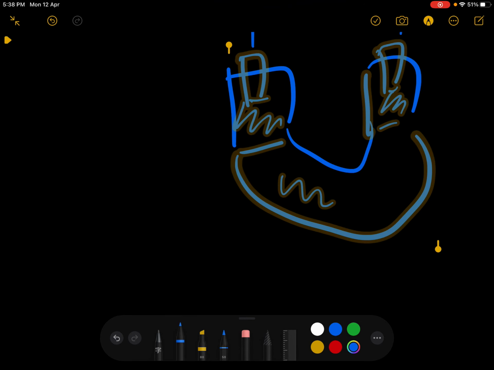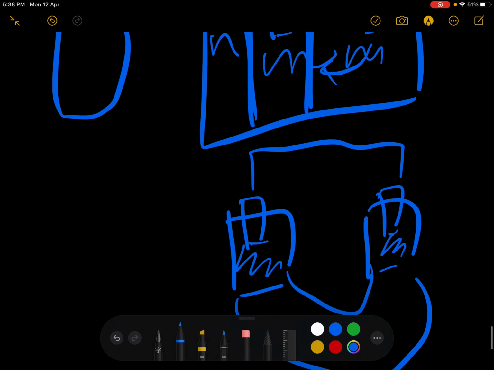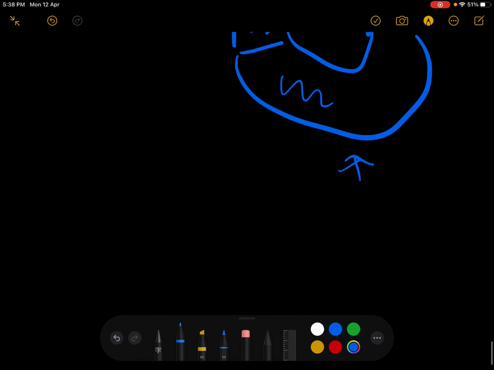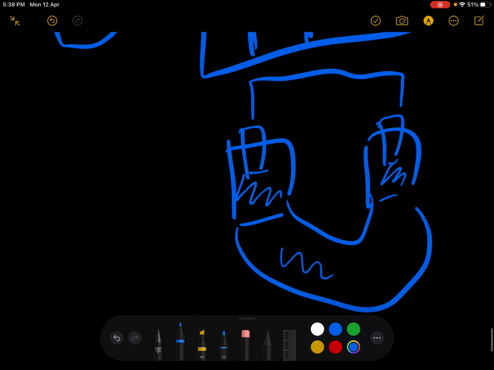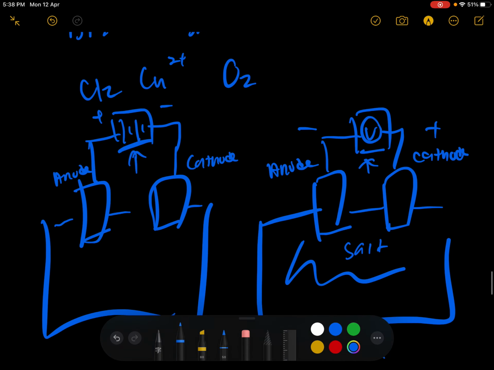Your salt bridge. So in this case, here, this is your salt bridge. This thing. For here, this is your salt bridge. But they do the same thing. They allow for the electric current to go all the way from here back to the cell, and then it'll keep going round and round and round. So it'll be a complete circuit.